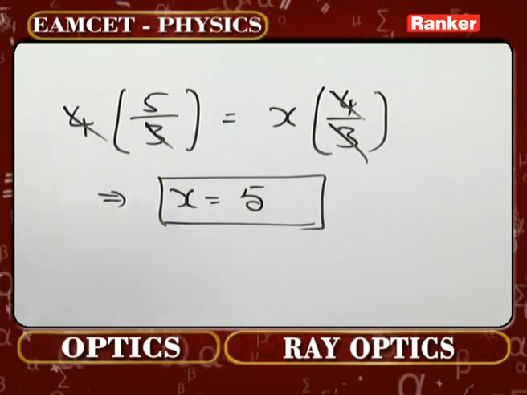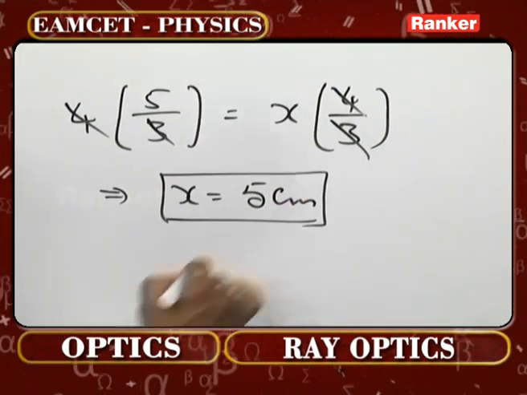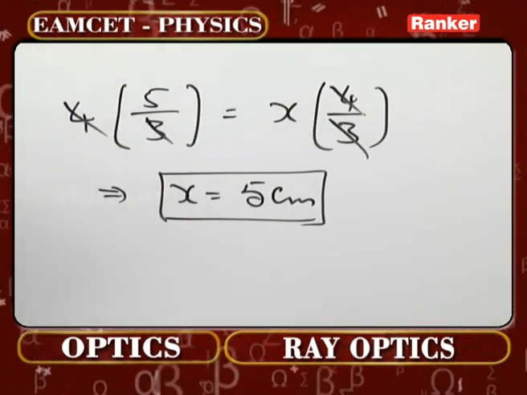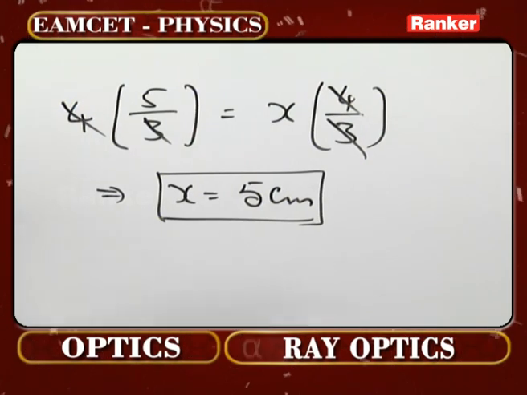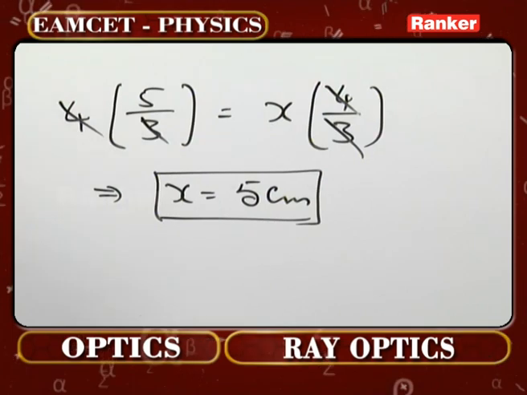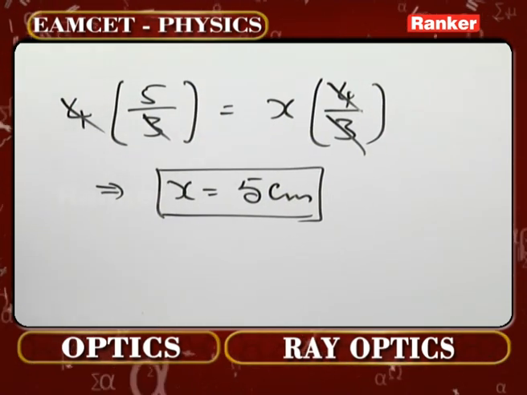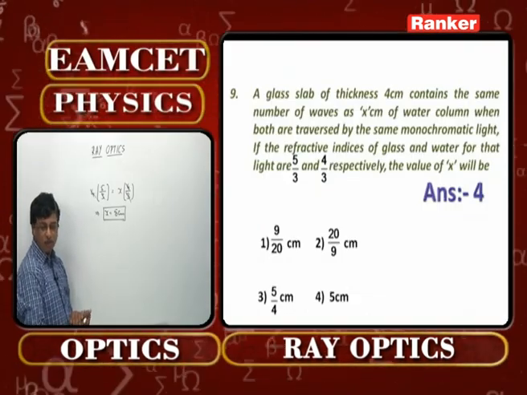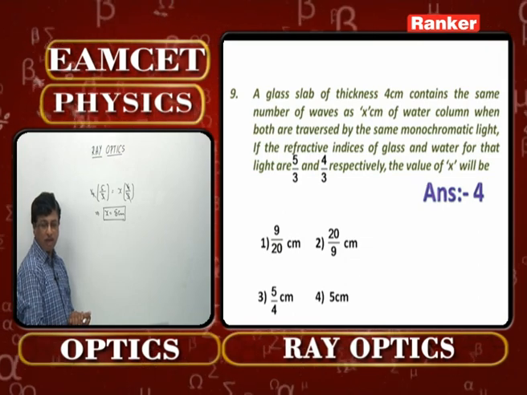The values he has given are in centimeter, so automatically this also should be taken in centimeter. So what will be the correct answer over here? X value must be 5 centimeter. Means the fourth option is going to be correct for this problem number 9.